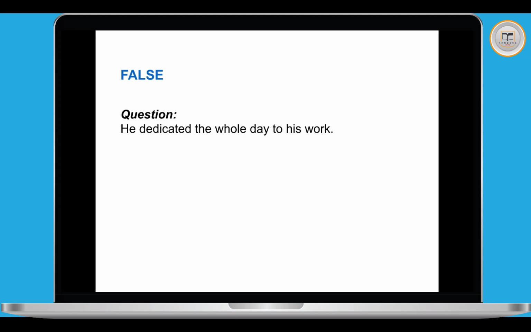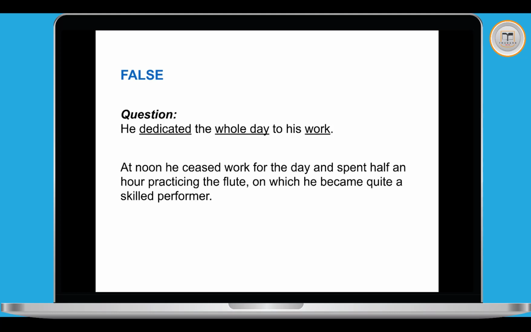Here's the question. He dedicated the whole day to his work. Underline keywords: dedicated, whole day, work. And then we go to the passage. At noon, he ceased work for the day and spent half an hour practicing the flute, on which he became quite a skilled performer. Hopefully you noticed ceased work for the day. What time did he cease work? Cease means stop. What time did he stop working? At noon. So if he stopped working at noon, he definitely didn't dedicate the whole day to work. So the answer's false. Let's look at a no answer.